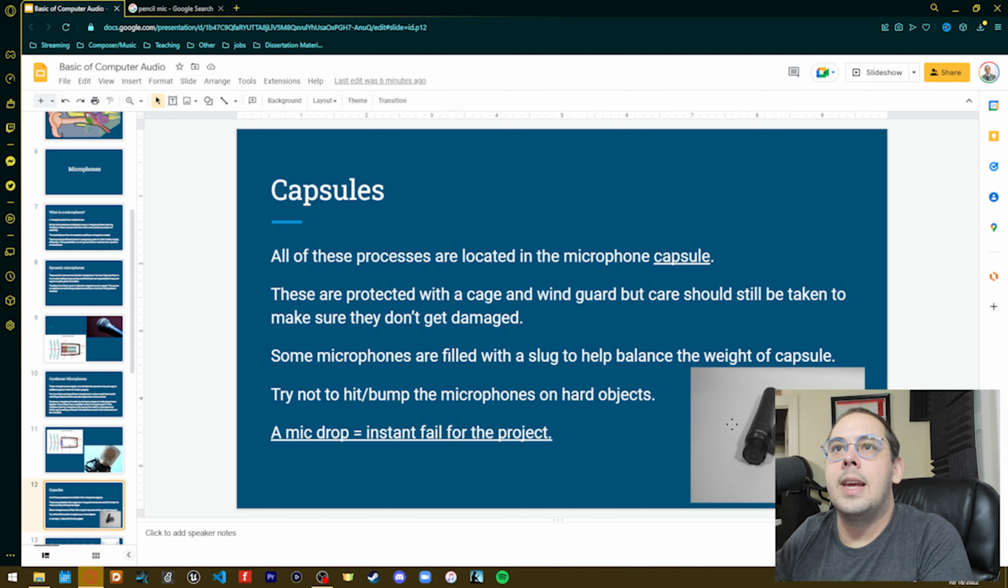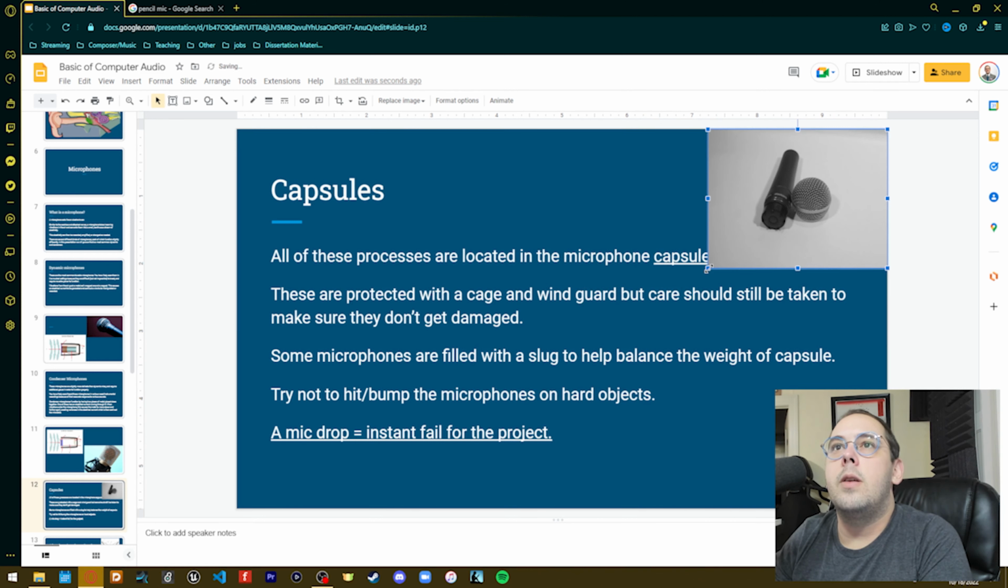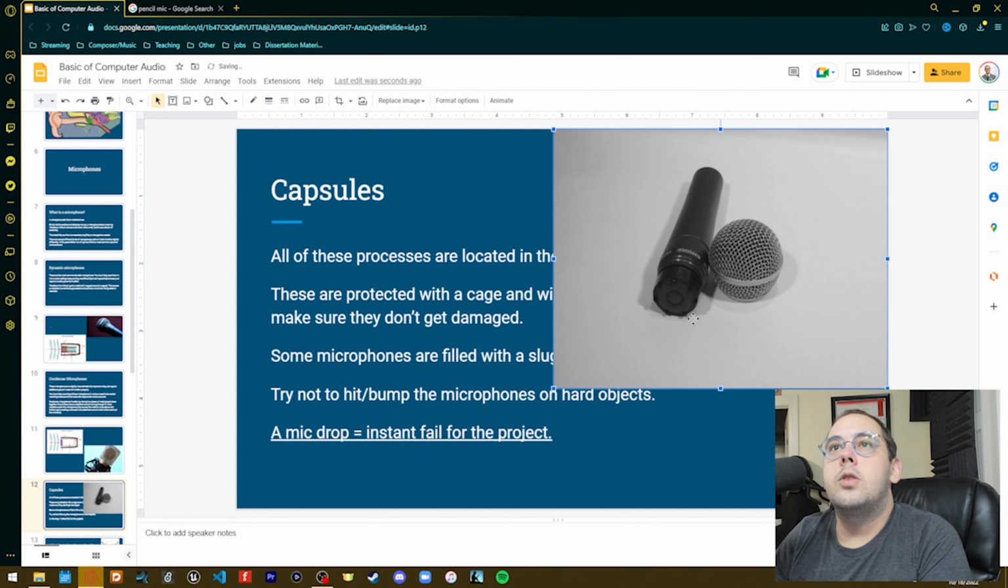Right here I have, again, that Shure SM58. We'll just make it a bit bigger for the sake of the video. And I'll move it up here. So again, if you remove that windscreen, there's the capsule with the diaphragm just right there. So we can talk right into it.